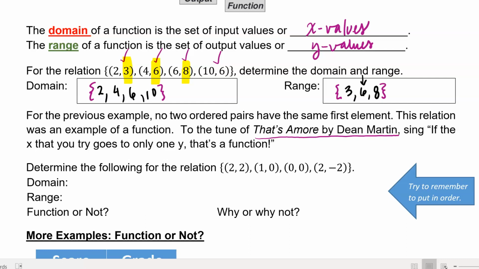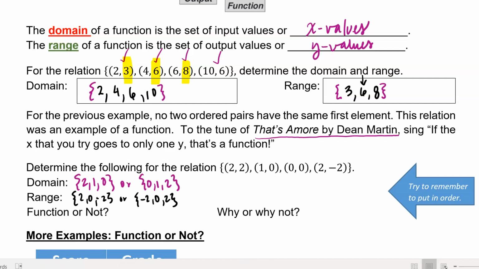So for example, determine the following for the relation (2, 2), (1, 0), (0, 0), (2, -2). What is the domain? What I want you to do right now is pause the video and write down the domain and range. Determine whether you think it's a function or not, and then explain why or why not.